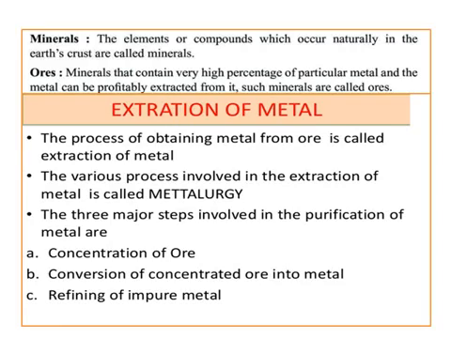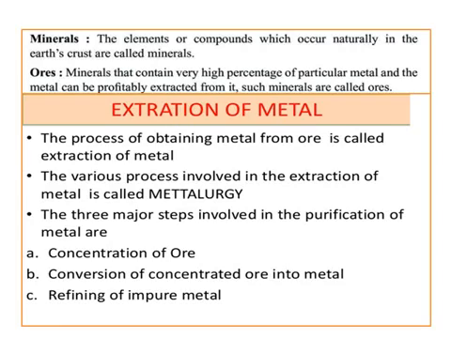Now here I have given you again the definitions of minerals and ores. Minerals: the elements or compounds which occur naturally in the earth's crust are called minerals. Ores: minerals that contain a very high percentage of a particular metal, and from which the metal can be profitably extracted. Such minerals are called ores. Now let us pass on to the next heading, that is extraction of metals.